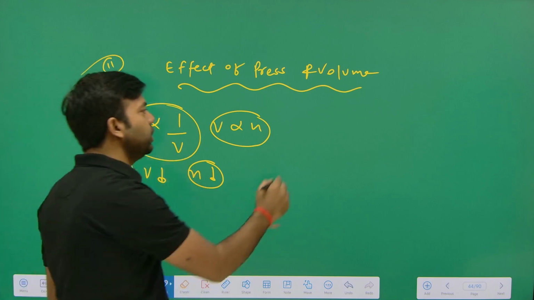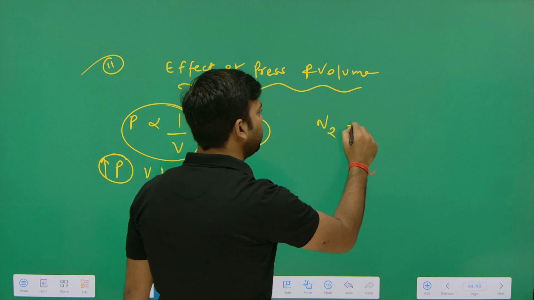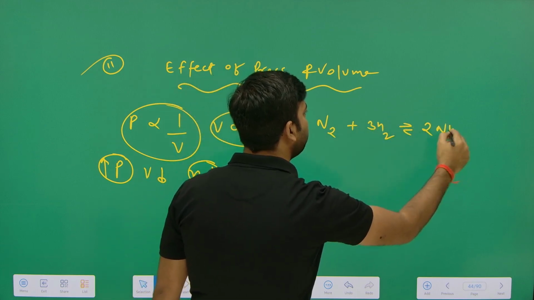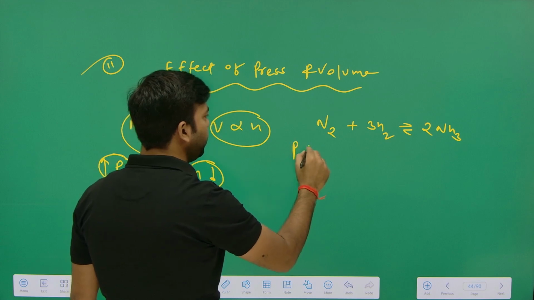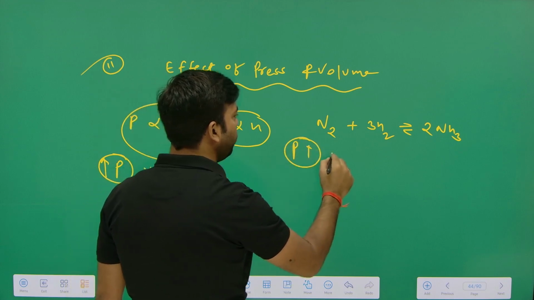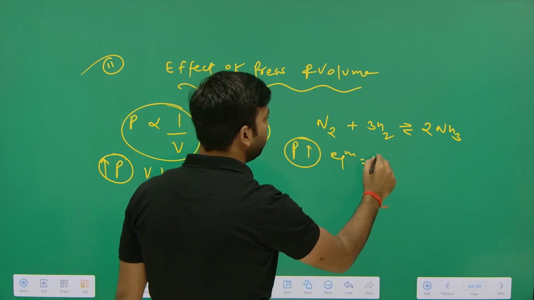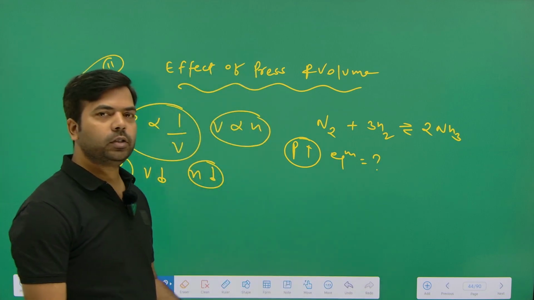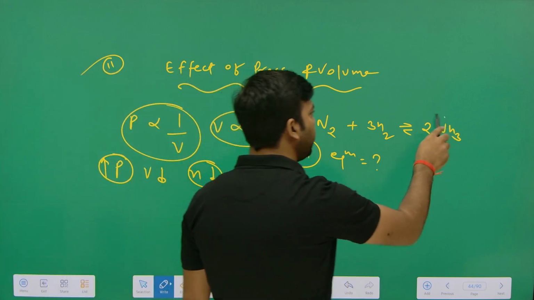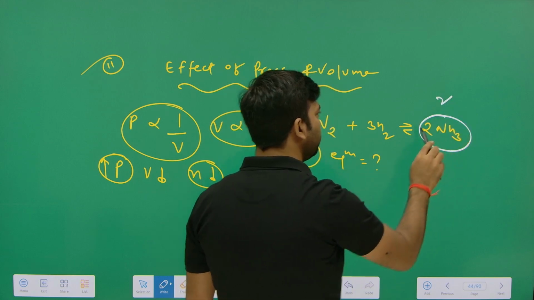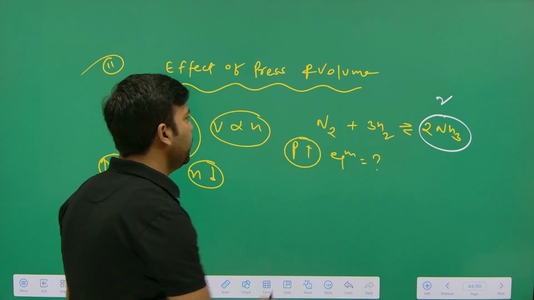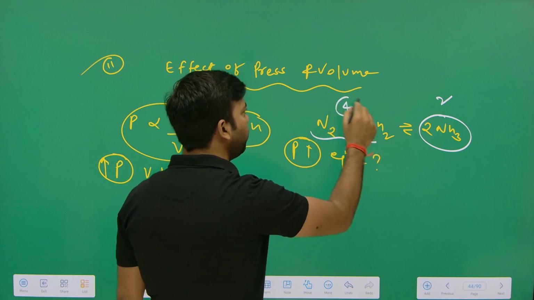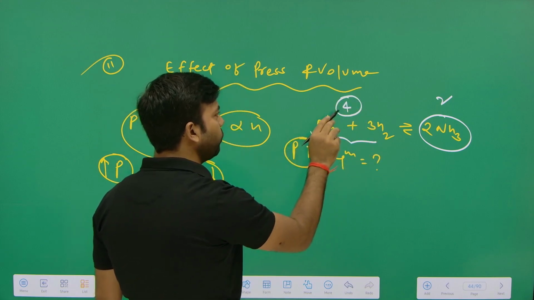Suppose we have a reaction N2 plus 3H2 gives 2 ammonia, and my question is, on increasing pressure, what should be the direction of equilibrium? First of all, you have to figure out the number of moles in reactant and product. The product has 2 moles because 2 is the stoichiometry, and the reactant has how many moles? 3 here, 1 here, overall 4 moles. If nothing is written, it means 1. Okay, so 4 moles here.